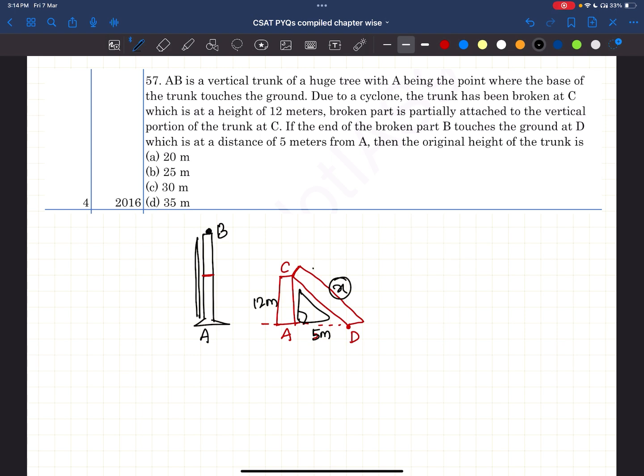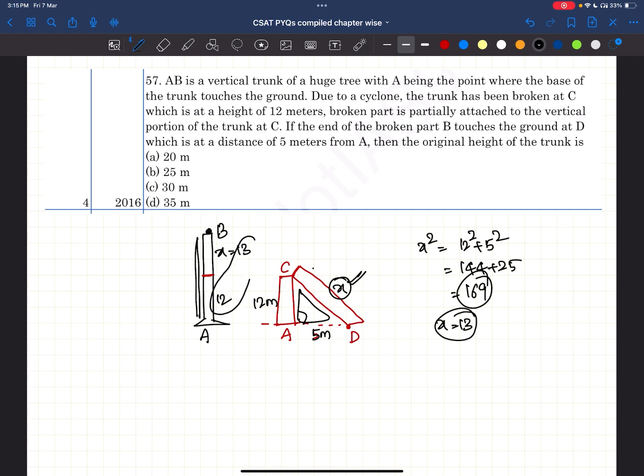Since this is the hypotenuse, by using Pythagoras theorem, x square is equal to 12 square plus 5 square, that is 144 plus 25, which is 169, the square of 13. That means x is 13. The original height of the trunk is 13 plus 12, that is 25 meters. Answer is B. Let's go to the next question.